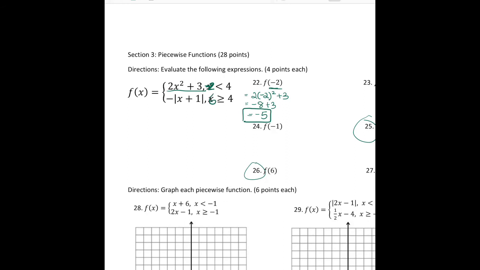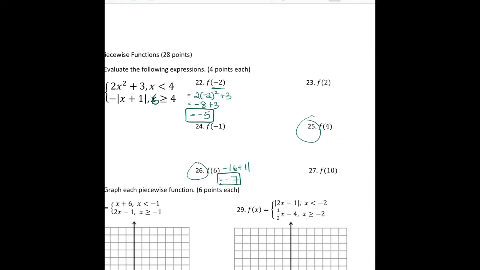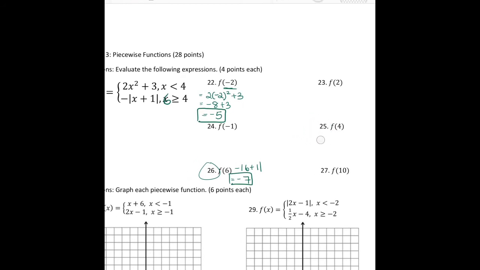For 26, since 6 is more than 4, we're going to be using that second equation. So -6 plus absolute value of 6 plus 1. 6 plus 1 is 7. So my answer is -7 because I have that negative at the front. For this one, for f of 4, both of them say 4, but only one of them has the equal sign included, and that's the second one. So I'm actually going to use that second equation. So my answer should be -5.